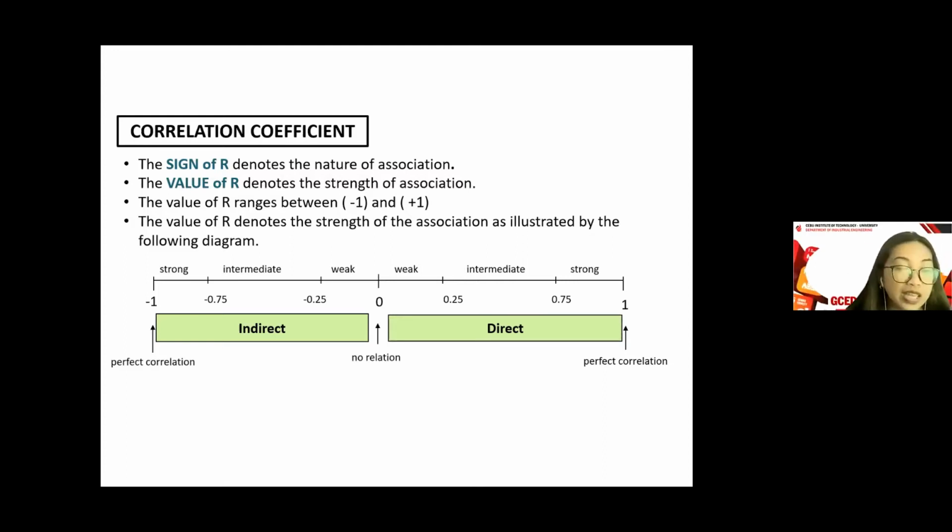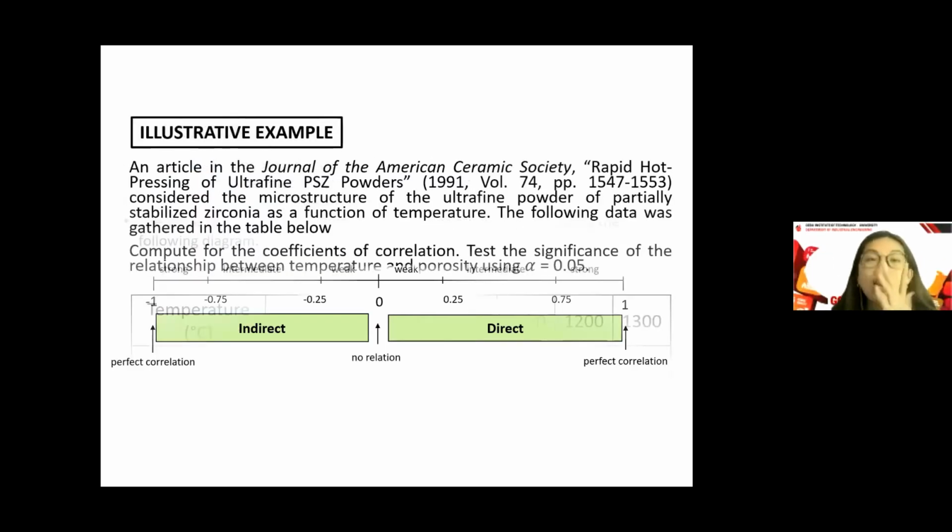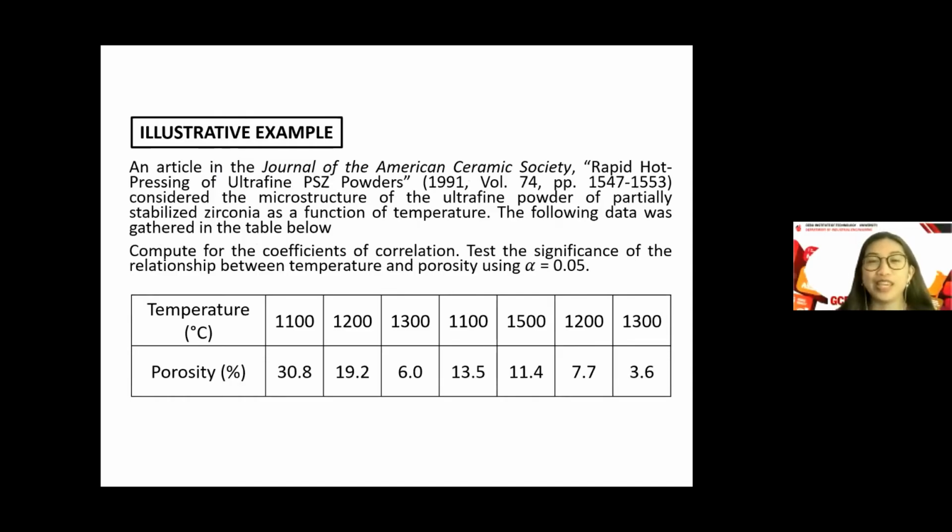If it is equal to 1, it's a perfect correlation. They really relate to each other positively or negatively. Does everyone get it? You will understand later what's the purpose of that. Let's have an example.